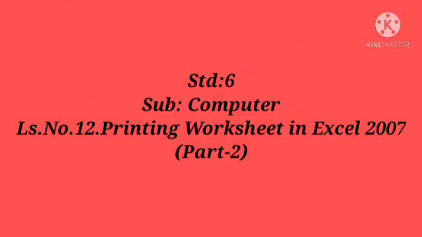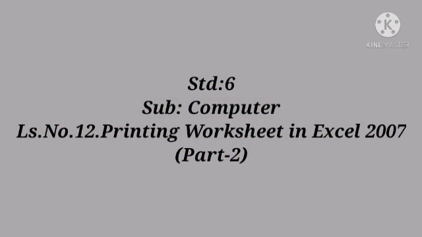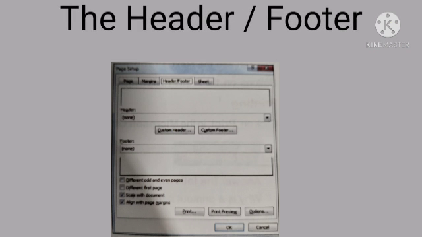Standard 6th Subject Computer. Today we are going to learn lesson number 12, Printing Worksheet in Excel 2007 Part 2. The header and footer. A header is the information that appears at the top of each printed page, and a footer is the information that appears at the bottom of each printed page.